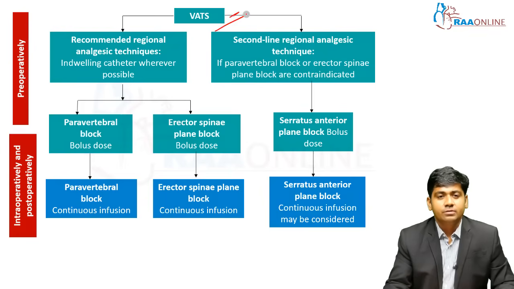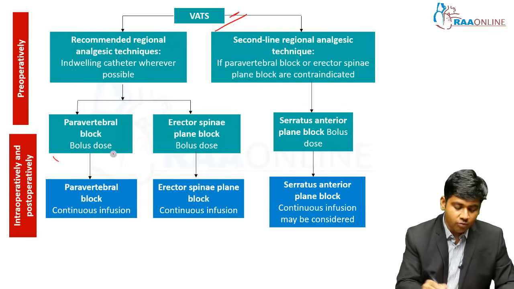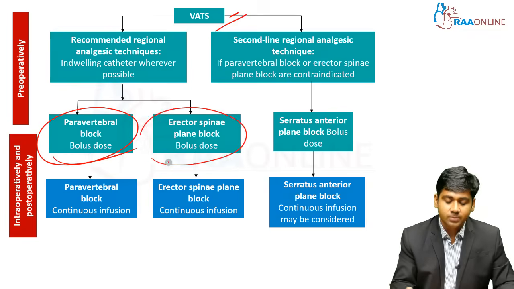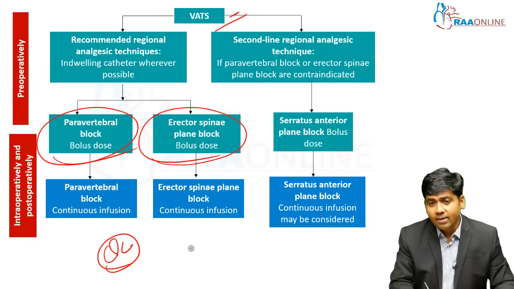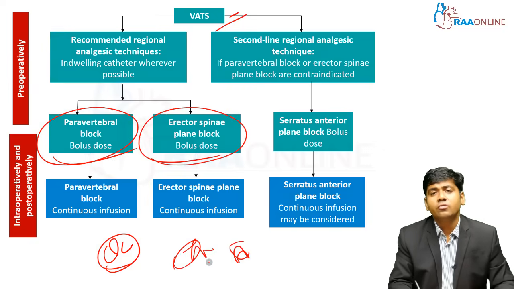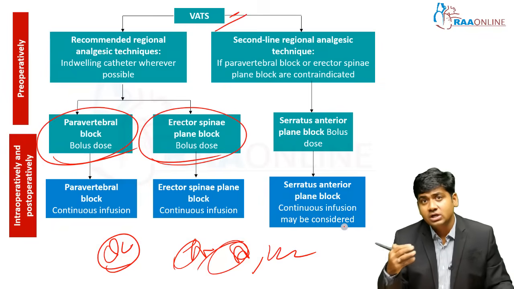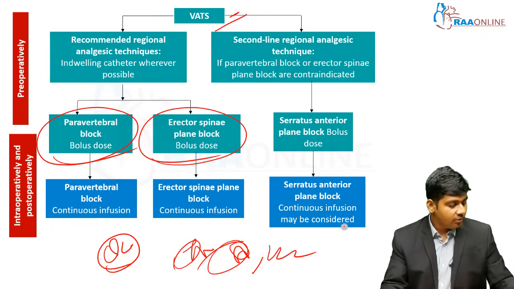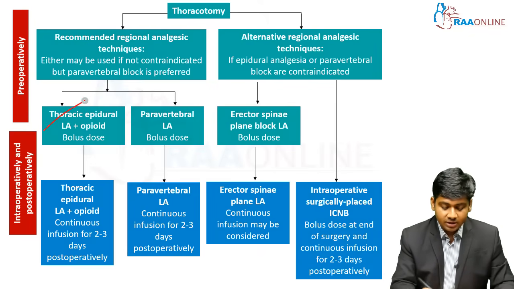VATS. When we do VATS, what are the regional anesthesia techniques for thoracotomy? So we can go for a paravertebral block, a retrolaminar block, a QL block. We can go for a TAP block also. We can go for a serratus anterior block. We can go for a thoracolumbar epidural block. So these are the types of pain management. We can go for patient-controlled analgesia whenever we are going for a thoracotomy. Thoracic epidural plus lumbar anesthesia, paravertebral block, retrolaminar level block.